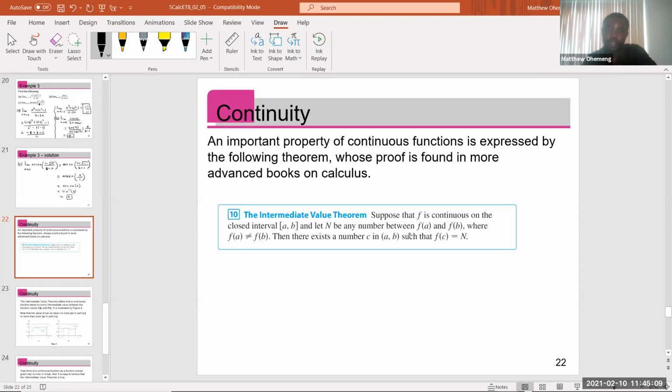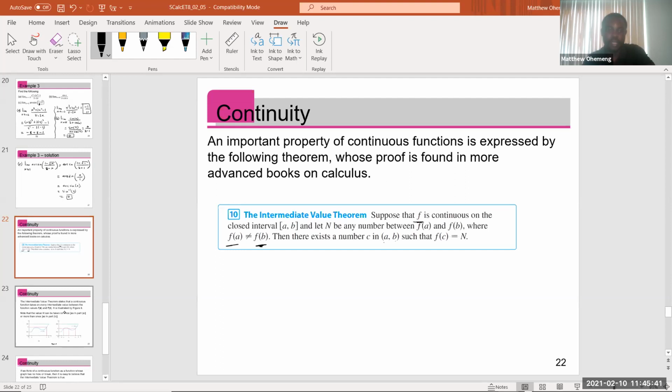Now for the intermediate value theorem, suppose a function f is continuous on a closed interval [a, b]. Let n be any number in between f of a and f of b, where f of a must not be equal to f of b. Then there has to be a number c in between a and b such that f of c equals n.